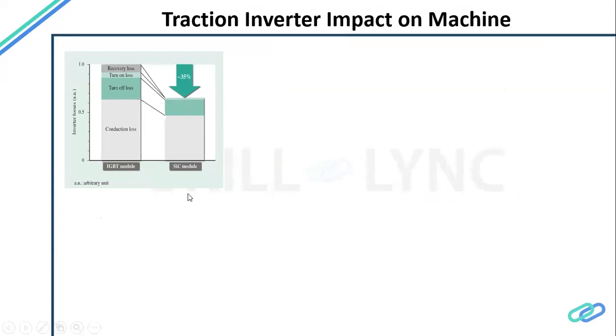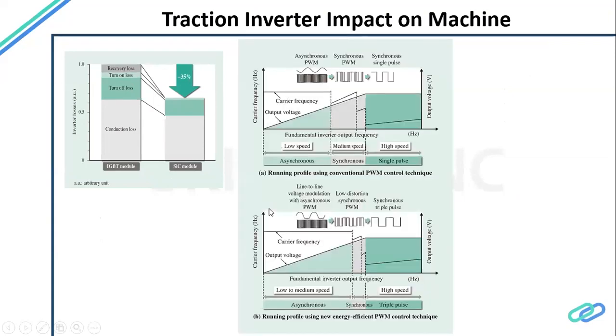And because of this behavior, we can have a totally different switching topology or a different switching strategy across the speed. So say this is frequency or speed on the x-axis, and this is the carrier frequency. We can see the conventional one on the top, and the bottom is the new one, that is SiC.